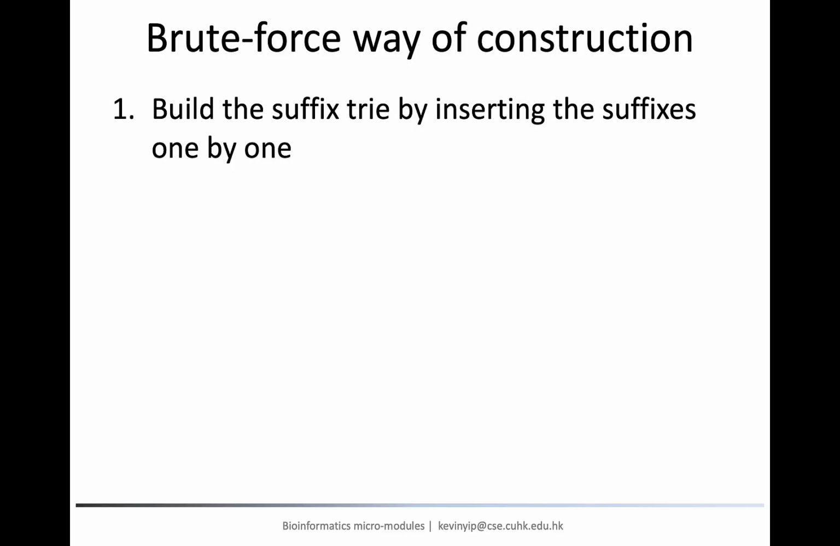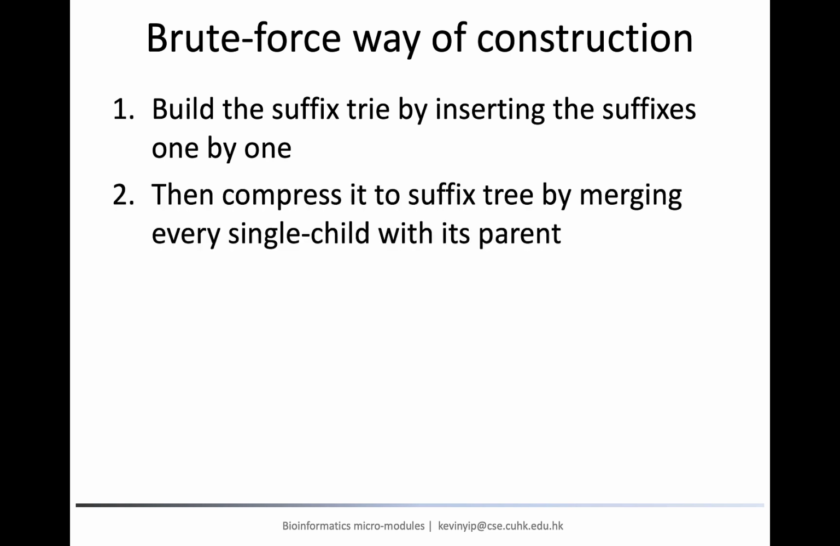Let us start with an intuitive way of constructing the suffix tree, which is to first build the suffix trie by inserting each suffix into it one by one, and then compress the suffix trie by merging every single child with its parent. This was also how we described the suffix tree in the last module, but this time we focus on analyzing the time and space complexities.